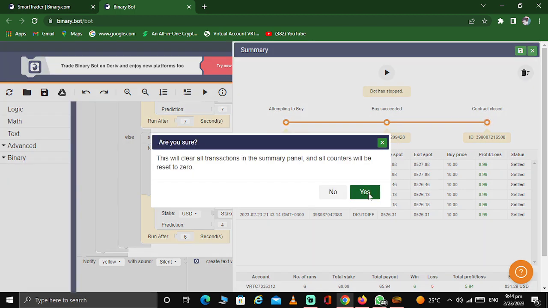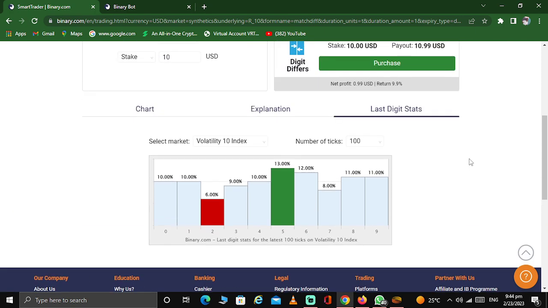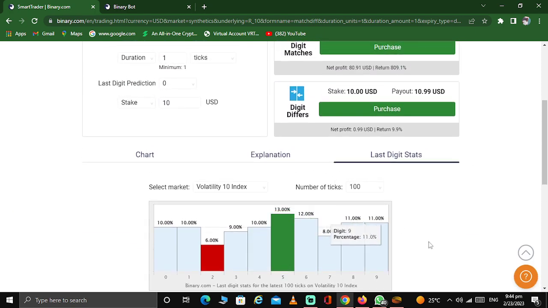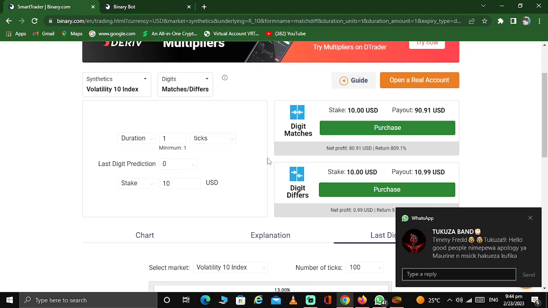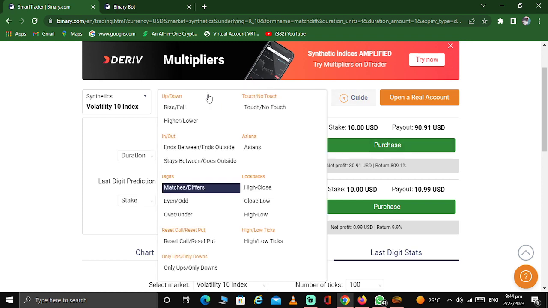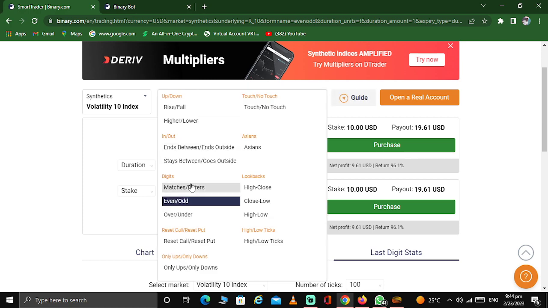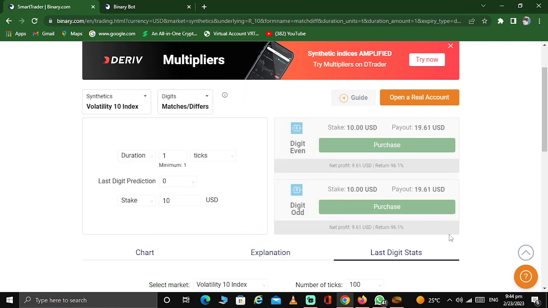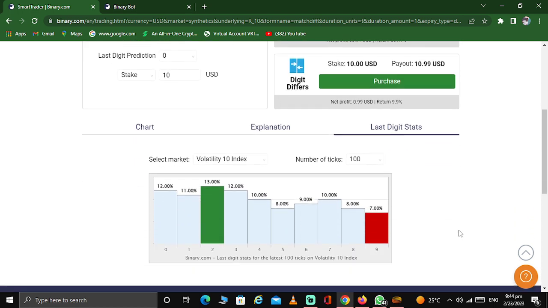Let me run one more last time. Let's go back and look at the digits again. So you need to ensure that you refresh for the statistic to change again. So what I'm going to do here is pick match differs again. It will change and it will refresh everything. Yeah, it has refreshed everything.